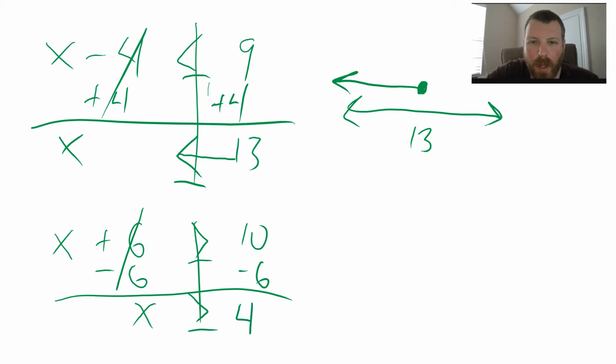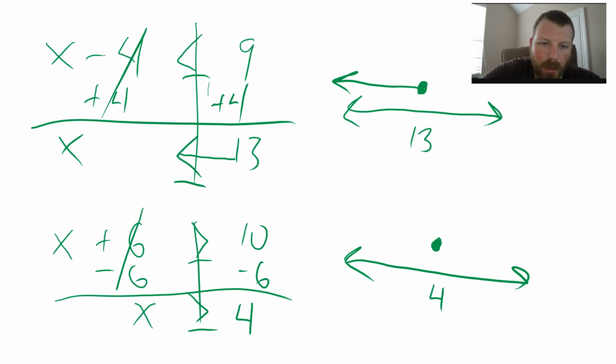Again, we draw our number line. We put 4 in the center. We're going to do another closed dot because it's got an equal to sign underneath. And we're going to draw it this direction, so to the right, because it means anything bigger than 4.